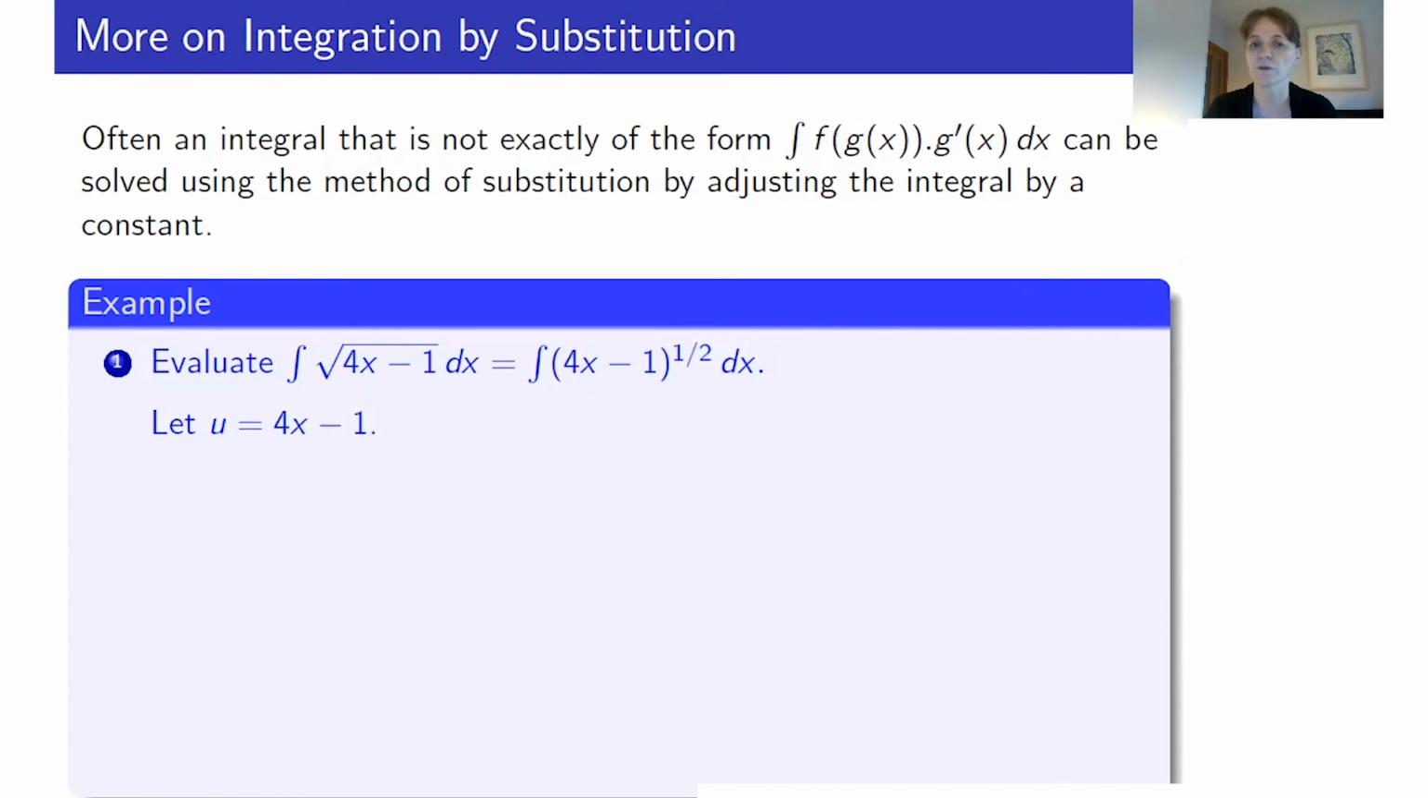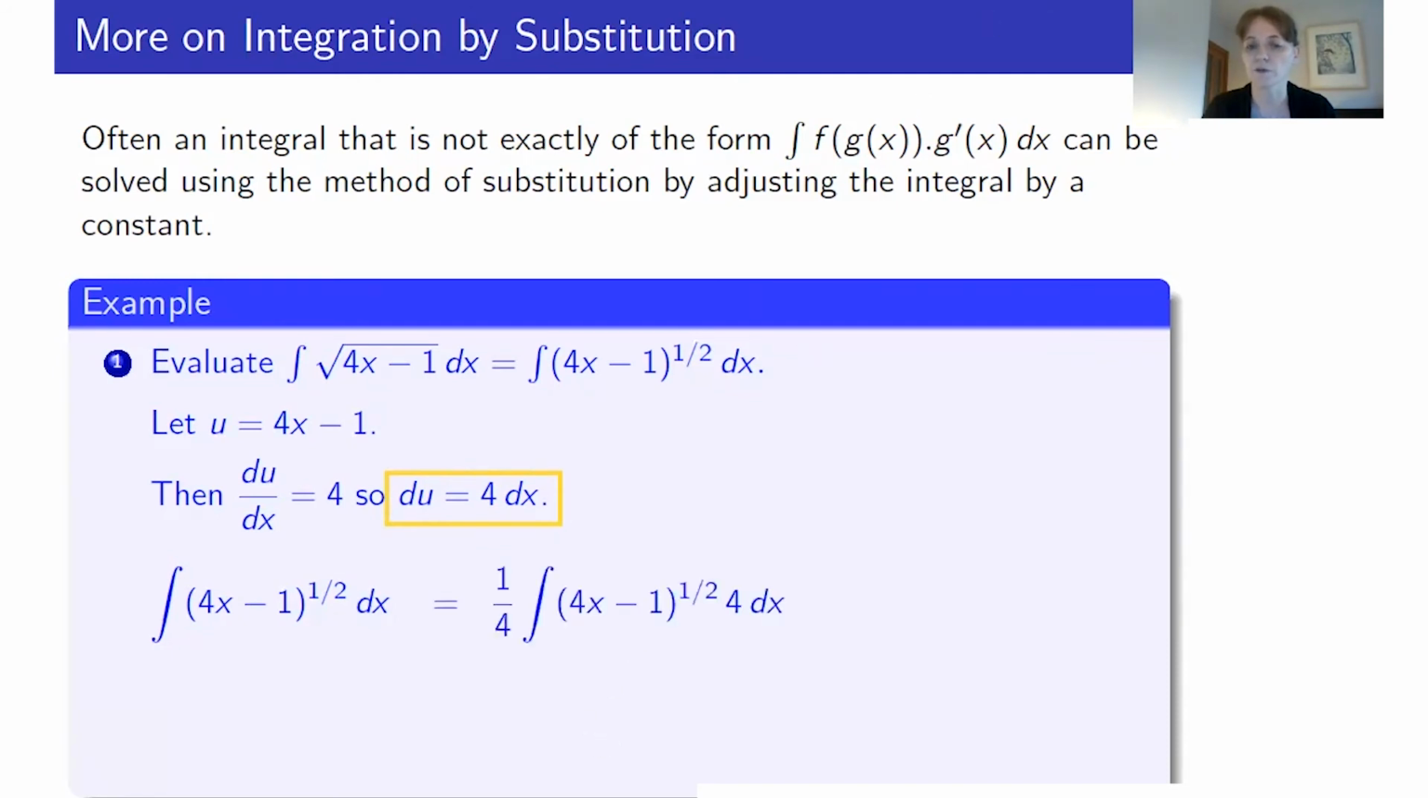Let u equal to the inner function, 4x minus 1. Find du/dx. du/dx is 4, so we can write du as 4 times dx. So we take our original integral. Now to substitute the dx by du, we need to have 4 times dx there, but we don't. So what we do is we put in a 4. So we add in a 4, a factor of 4 as a multiplier, but then we also have to divide by 4 as well. We can do that with a constant outside the integral.